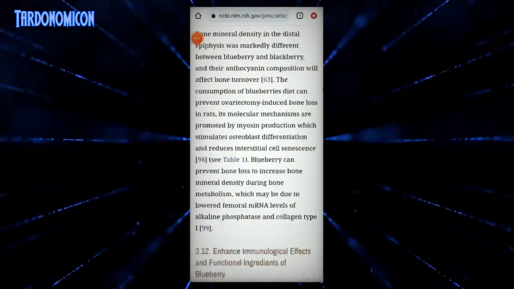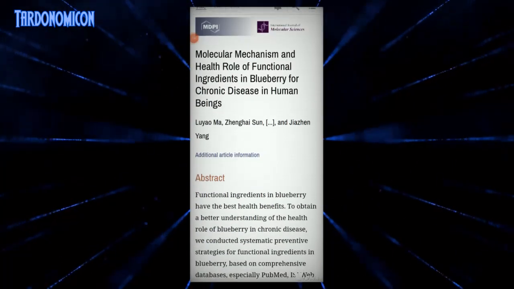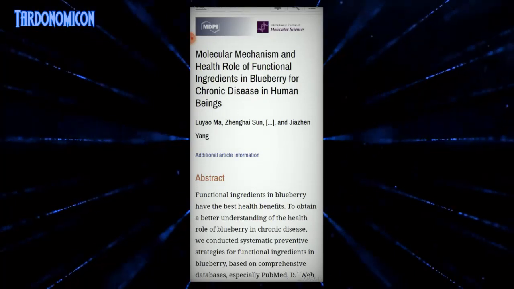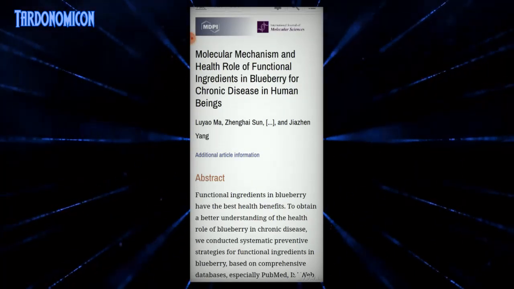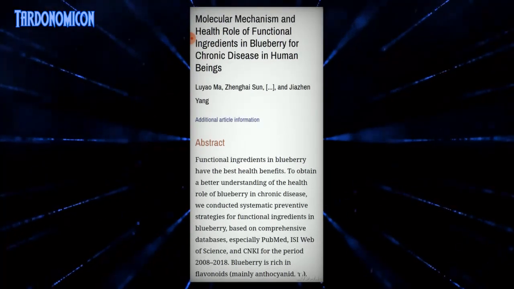So let's talk about molecular mechanisms and health role of functional ingredients in the blueberry. Could the blueberry be considered a functional food for chronic disease in human beings?